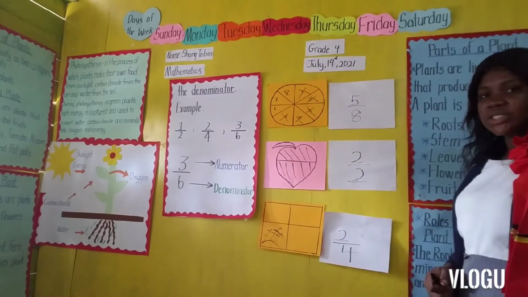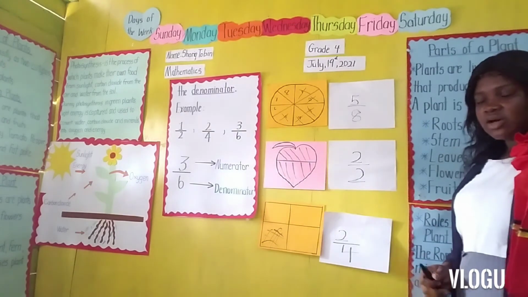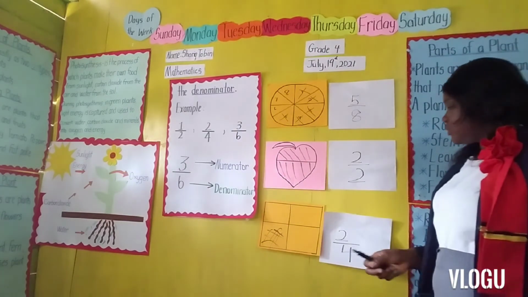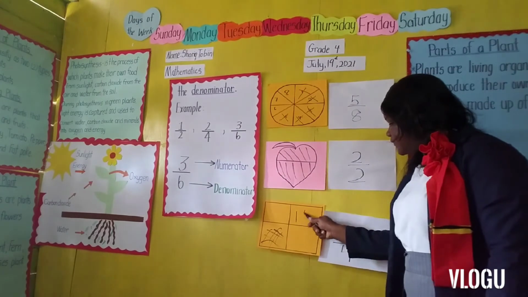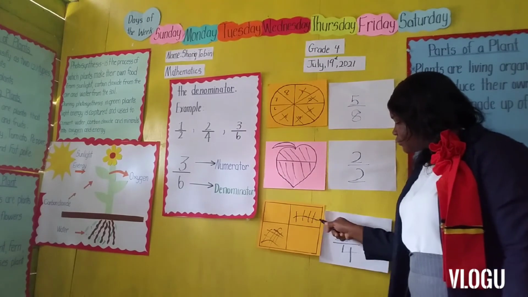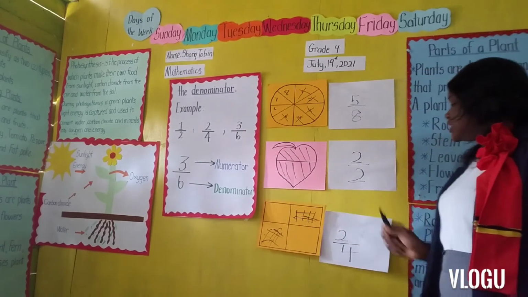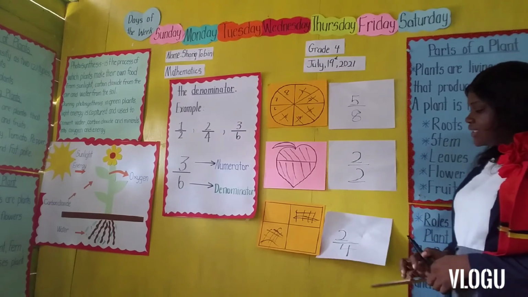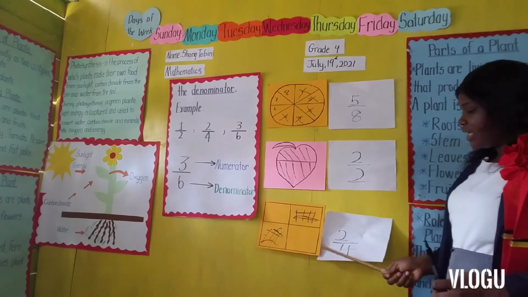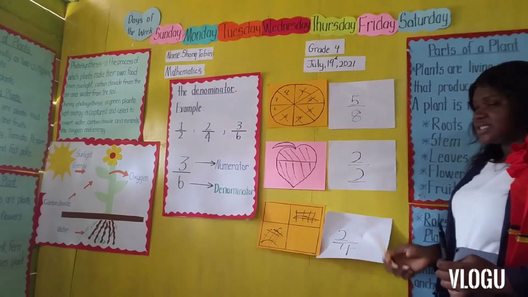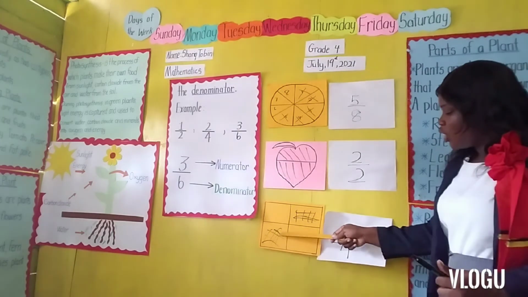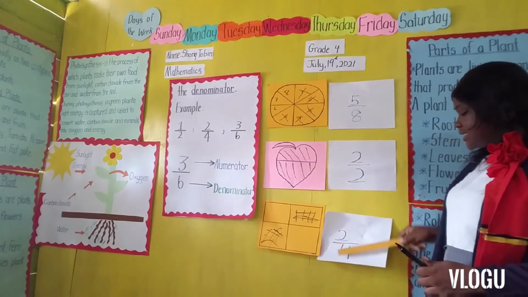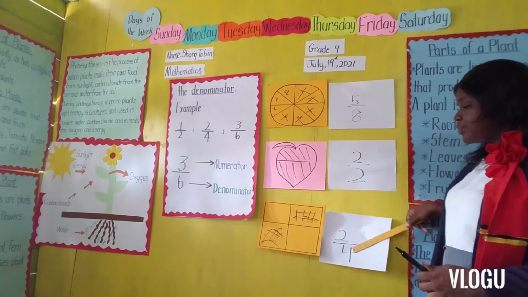Andrew, you want to shade the other piece? Come on. Okay, Andrew, shade this piece here. So let's count to see how many pieces are now remaining and how many pieces have been taken away. 1, 2 pieces have been taken away, okay?